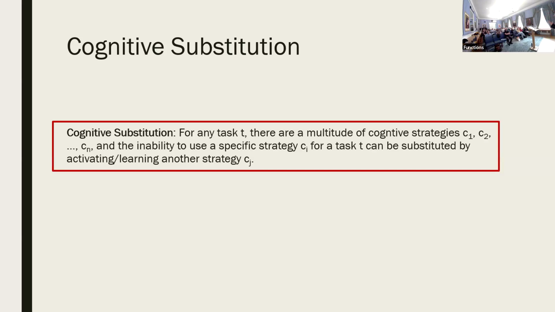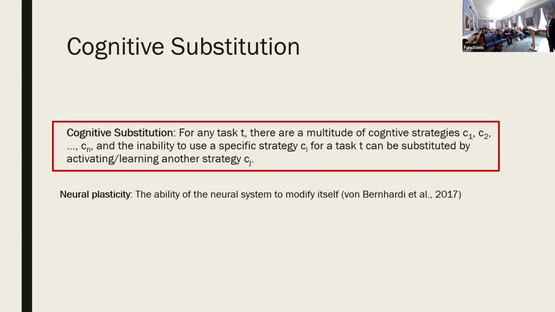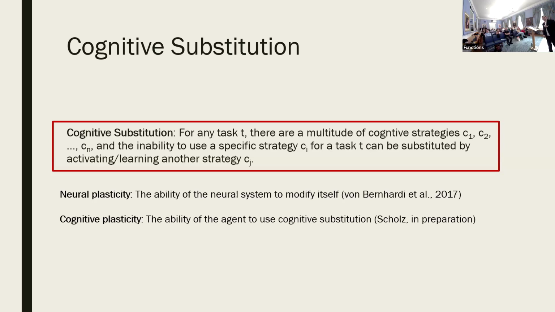And in order to make a bit clear what I mean by this, I want to contrast this with the idea of neuroplasticity, right? So neuroplasticity is the idea that the neural system has the ability to modify itself, right? So structurally, for example, after brain damage, certain parts of the brain can change in structure and take over jobs of other parts, right? So sometimes one part of the brain was responsible for doing X, and then afterwards it also gets the ability to do Y, for example, right? What I want to argue is slightly different than that. I want to argue for what I call cognitive plasticity. And this is, well, essentially the ability of the agent to use cognitive substitution.